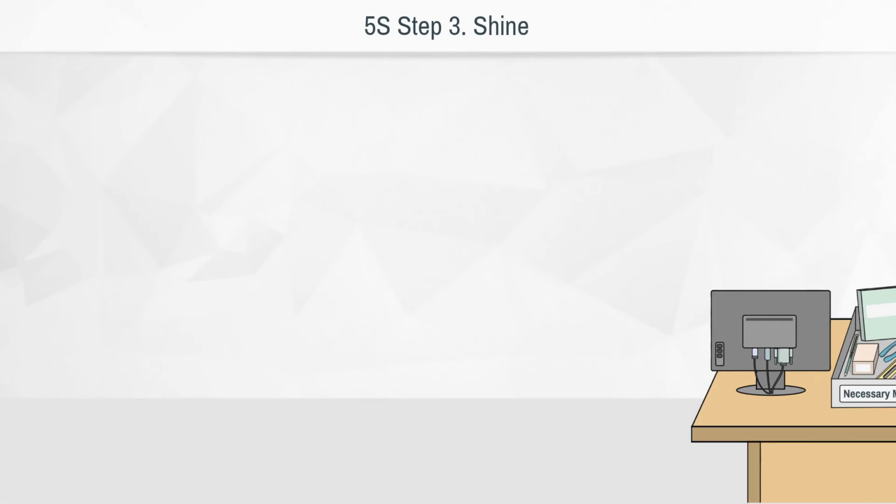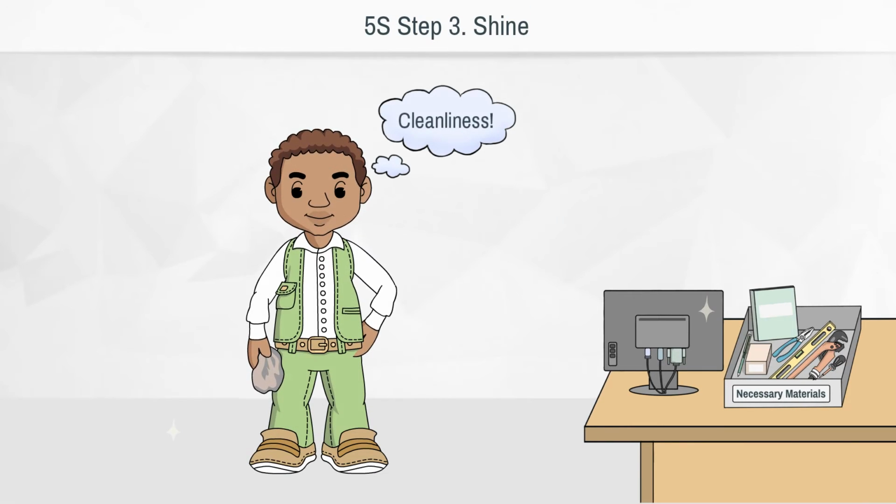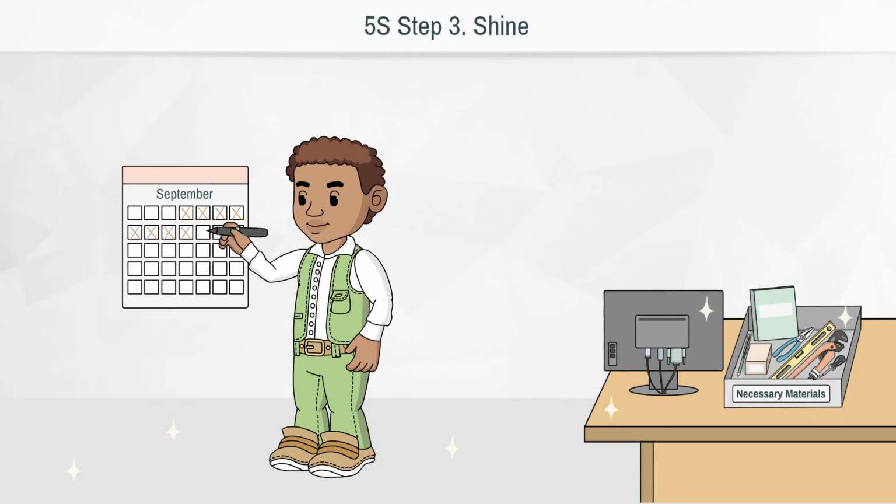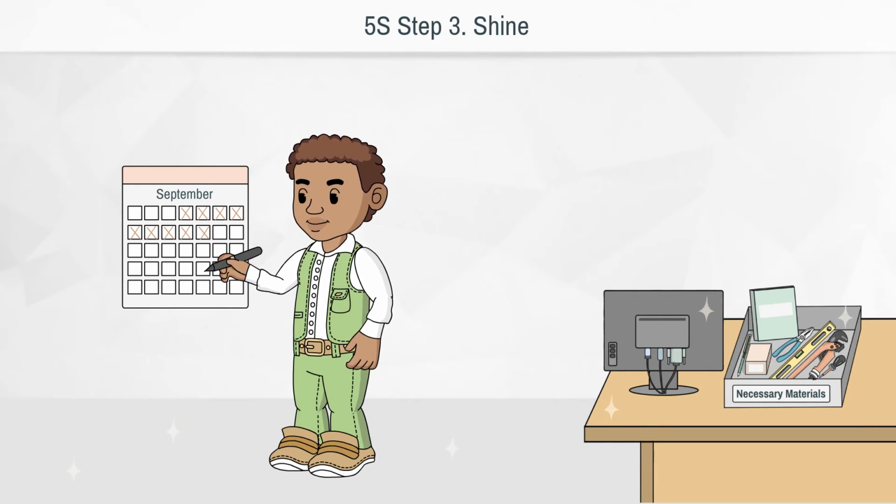In step 3, we stress on cleanliness because we want to ensure a more comfortable and safer workplace, as well as better visibility, which reduces retrieval time and ensures higher quality work, product, or service. So the aim of the shine step is to thoroughly clean the work area.